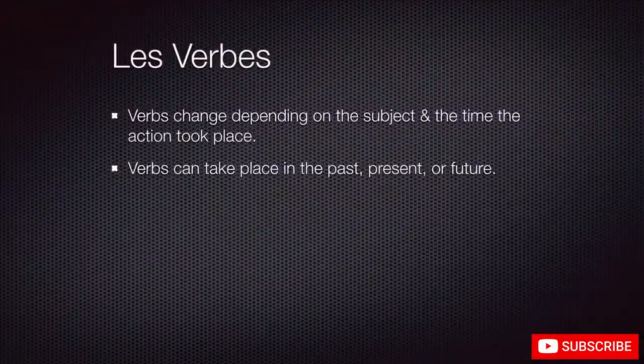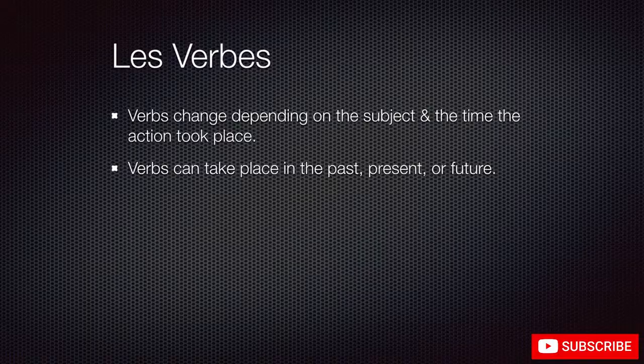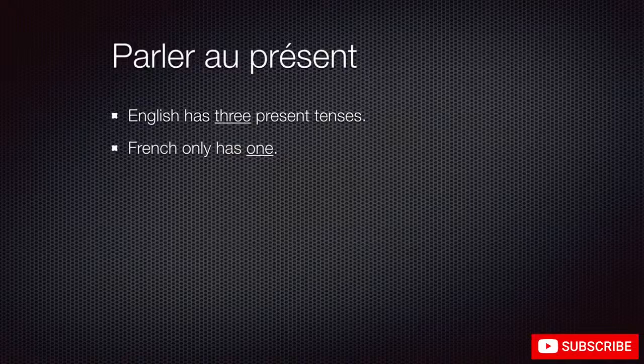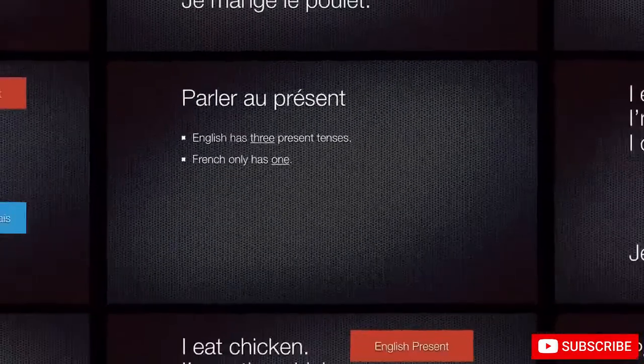So verbs change, even in English, depending on the subject, which is the person who's doing the action, and the time the action took place. So whether it's in the present, the past, or the future. So we're talking about the present today. In English, there are 3 present tenses, so 3 ways to change the verb to fit different aspects of the present. However, in French, it only has 1, which makes it a little bit easier on French learners. Not so much on English learners, but definitely on French learners.